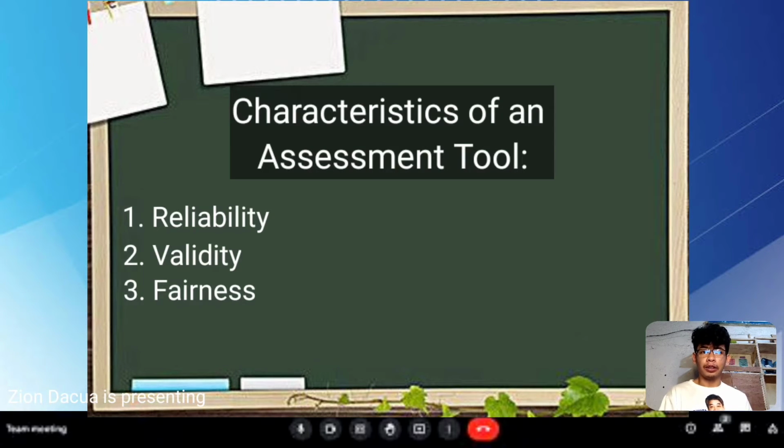Fourth, we have standardization. Standardization means applying consistency to your testing method. For example, if you're sending out a questionnaire, it should have the same set of questions for all participants, and all the answers should be graded using the same criteria.